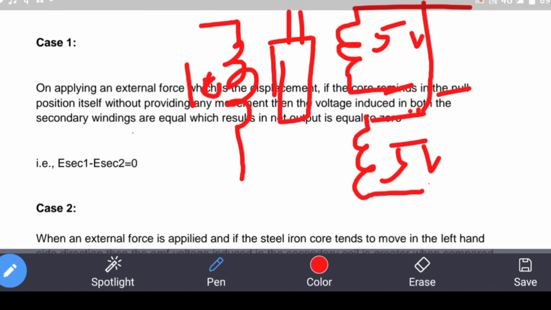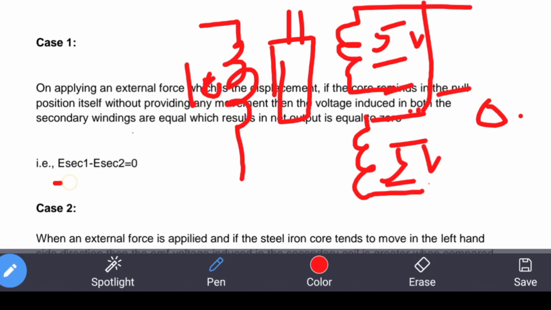These are connected oppositely. The net output voltage will be ES1 minus ES2, that is 5 volts minus 5 volts, 0 volts. ES1 minus ES2 equals 0 if there is no linear motion of the core. The diagram will be like this.